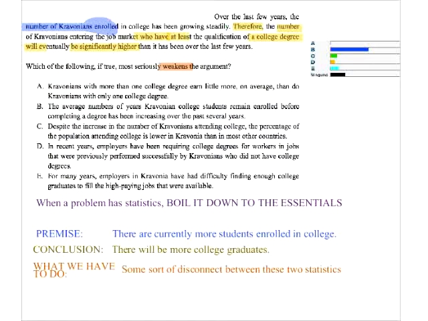Can anybody come up with their own weakener to this problem that would be different from what's in the correct answer text box? How else could you disconnect the number of enrolled students from the number of graduates?